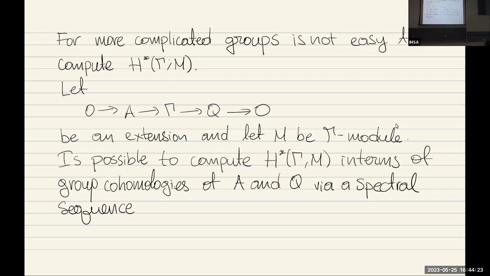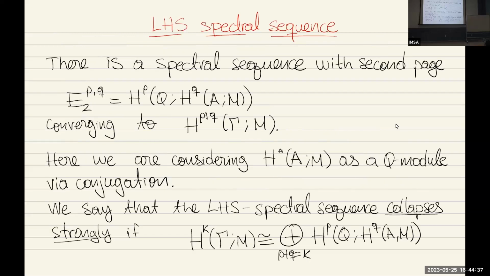It is possible via spectral sequence to compute the group cohomology of Gamma in terms of the group cohomology of the kernel and the quotient. It is the Lyndon-Hochschild-Serre spectral sequence. There is a spectral sequence with second page given by the group cohomology of Q with coefficients in the group cohomology of A with coefficients in M. And this spectral sequence converges to the group cohomology of Gamma with coefficients in M.